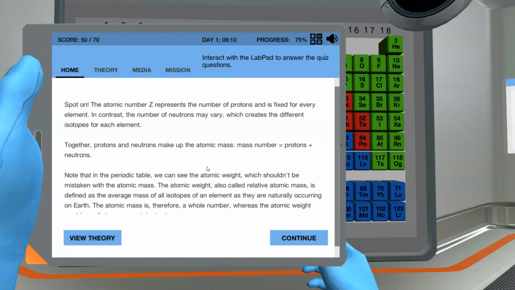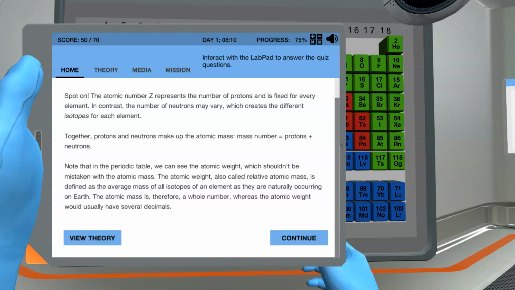Spot on. The atomic number Z represents the number of protons and is fixed for every element. In contrast, the number of neutrons may vary, which creates the different isotopes for each element. Together, protons and neutrons make up the atomic mass. Note that in the periodic table, we can see the atomic weight, which shouldn't be mistaken with the atomic mass. The atomic weight, also called relative atomic mass, is defined as the average mass of all isotopes of an element as they are naturally occurring on Earth. The atomic mass is, therefore, a whole number, whereas the atomic weight would usually have several decimals.